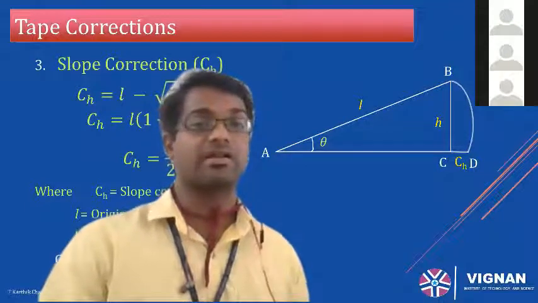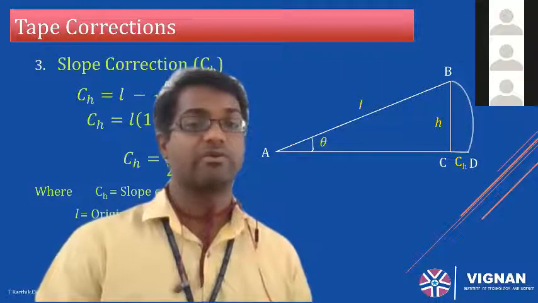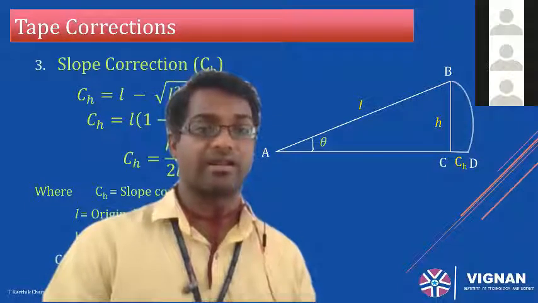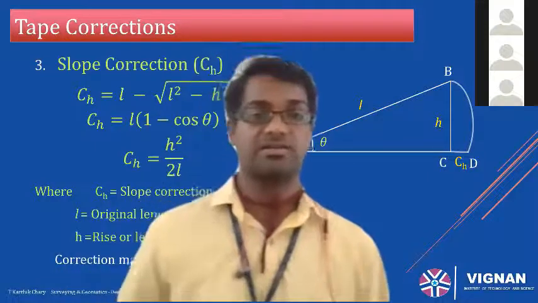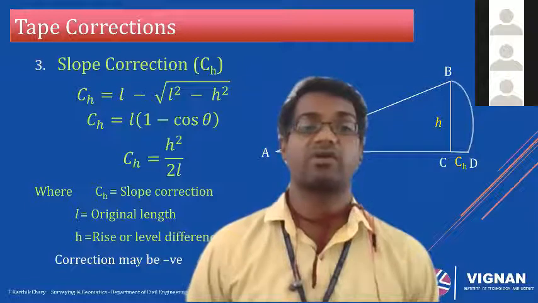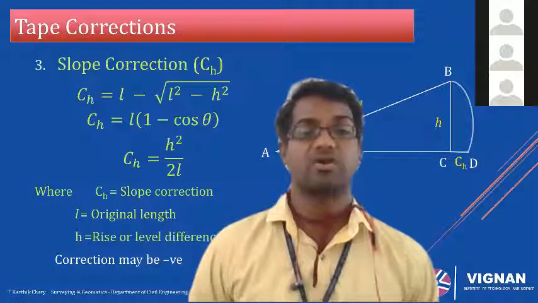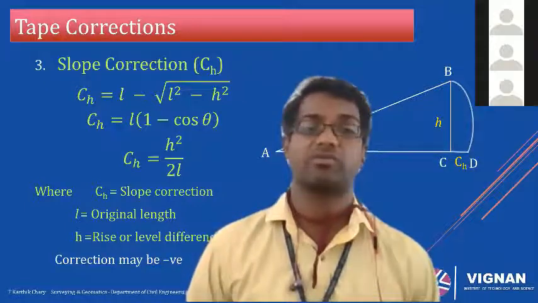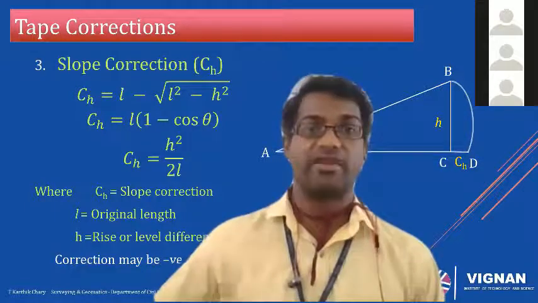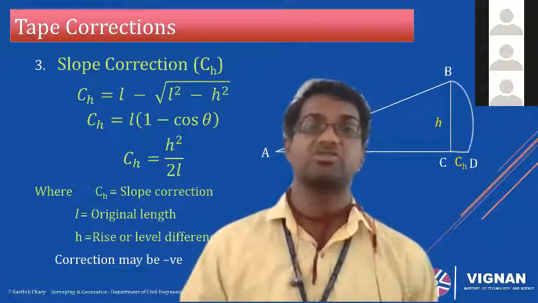So you have calculated the excess value which I denoted with CH, which is nothing but CT. And if you know the height BC, or if you know the inclination theta, and if you have calculated AB, the correction against the slope is given by these three equations, right? L minus the square root of L square minus H square, and also L into 1 minus cos theta. CH is given by H square by 2L. So CH is the slope correction, and this correction is always negative because you have measured the excess, right? AB is always in excess of AC. This correction is always negative.